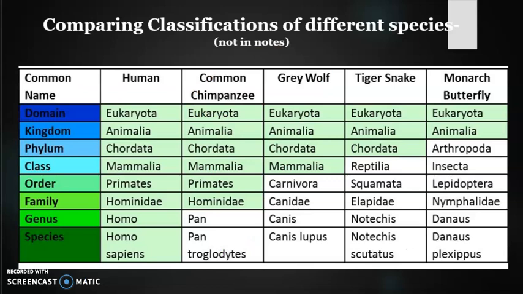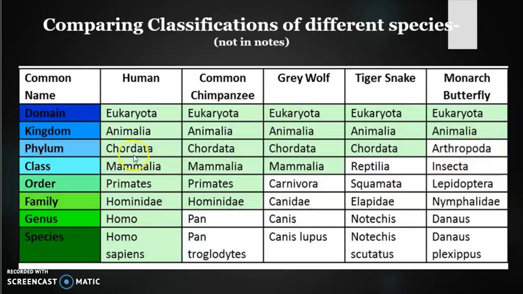This chart here is just showing you a comparison between a human here, a common chimpanzee, a gray wolf, a tiger snake, and a monarch butterfly. And over here on this column, you see the different taxonomic levels. So the human and the chimp and the gray wolf and the tiger snake and the monarch butterfly are all in the same domain. They're also all in the same kingdom. When it comes to phylum, we're knocking out the monarch butterfly. It's not as closely related to us.